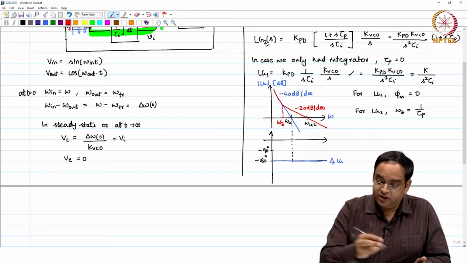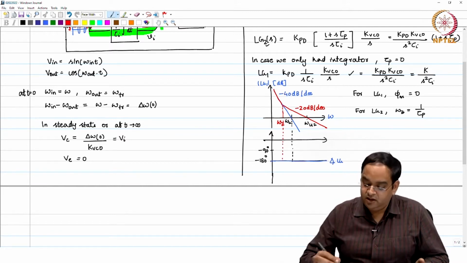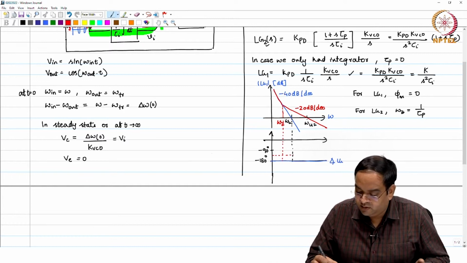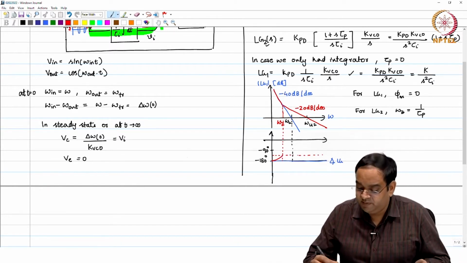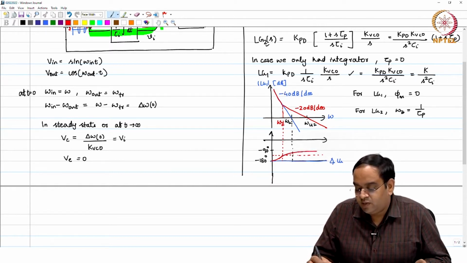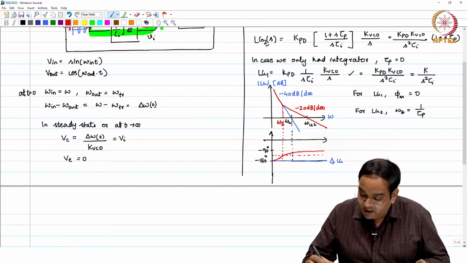The phase for the corresponding loop gain is going to start with minus 180 degree, it will go to minus 135 degree, because a 0 will give you a 45 degree heads up, and then finally in the end it will reach minus 90 degree asymptotically. Okay. So, the phase margin for the new loop gain, or loop gain 2, is this much.